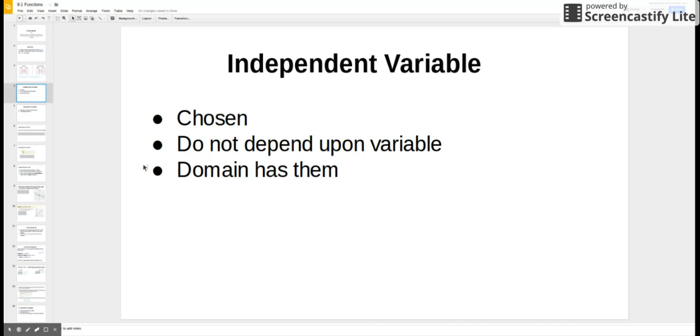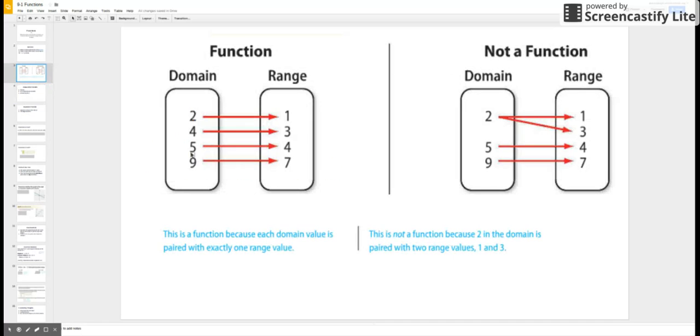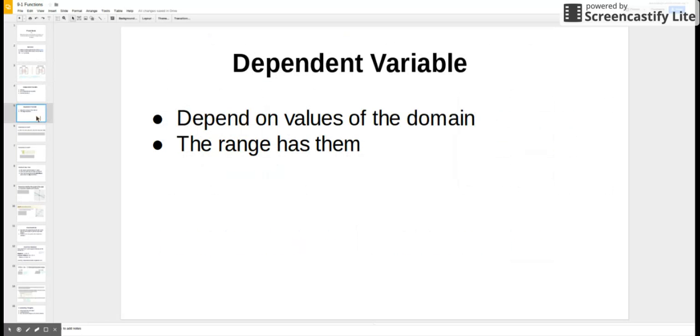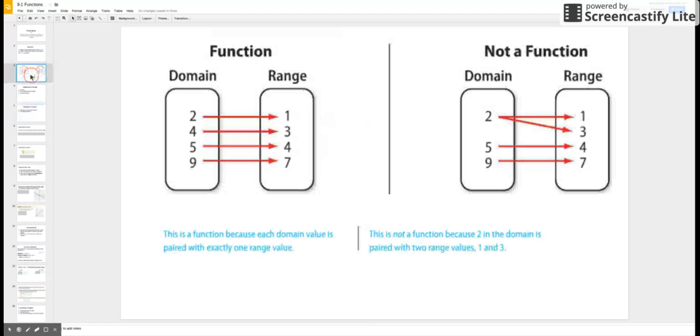All right, so independent variable, this is chosen. This does not depend upon the variable, and your domain has them. So basically, in your domain, this is where you're going to find your independent variable. Your dependent variable depends on the values of the domain. So the range actually has them. So this is the range, dependent variables. Independent, dependent. These depend on these.